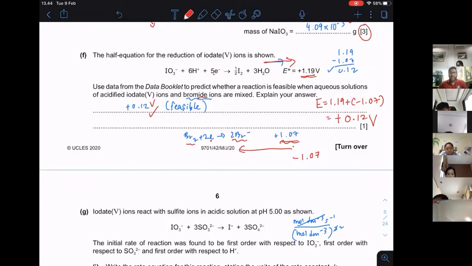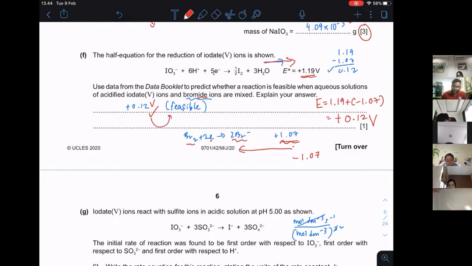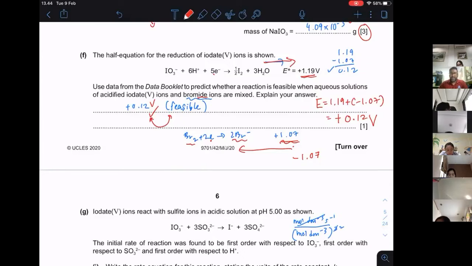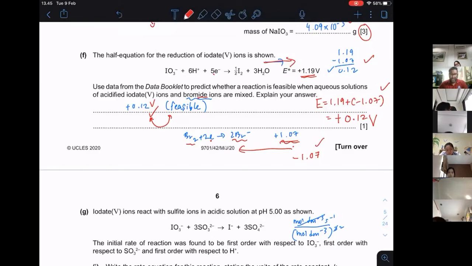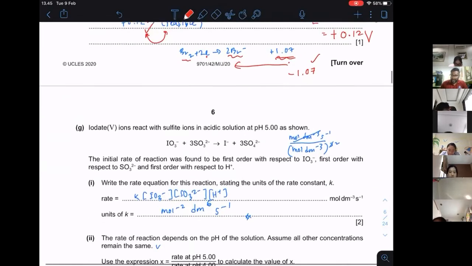But you cannot just say feasible, and that the reaction can happen, without actually giving information over here. So in order to get the marks, even though it's 1 mark, you need to mention the E cell, 0.12. Do I need to show how I got it? No need. Even if you show some working here, it is still fine. Basically, you just say the reaction is feasible because it gives you a positive E value, which is 0.12. That is what you need to do there.